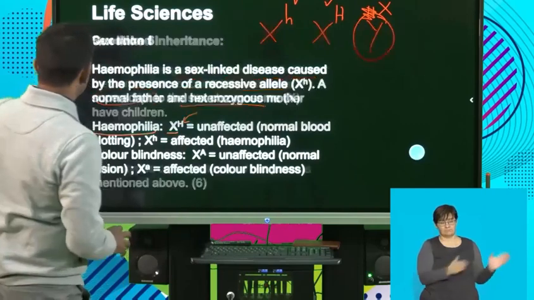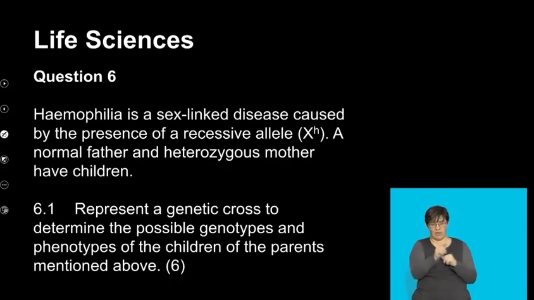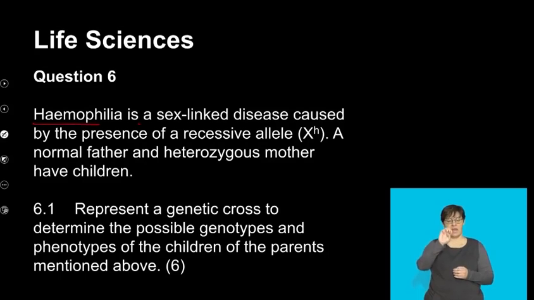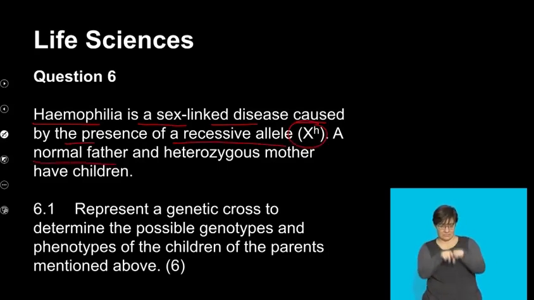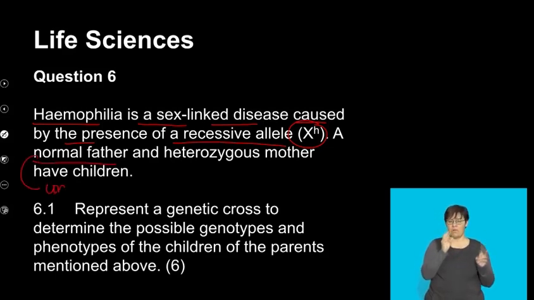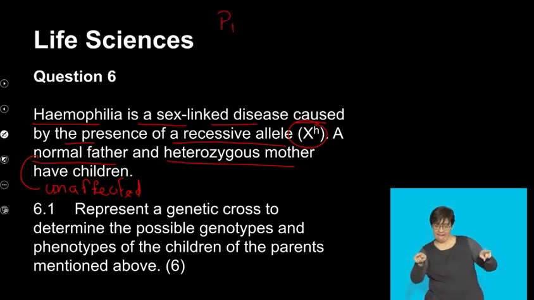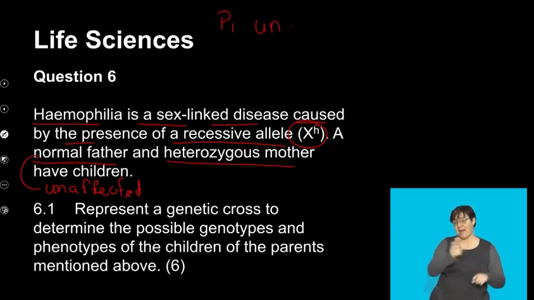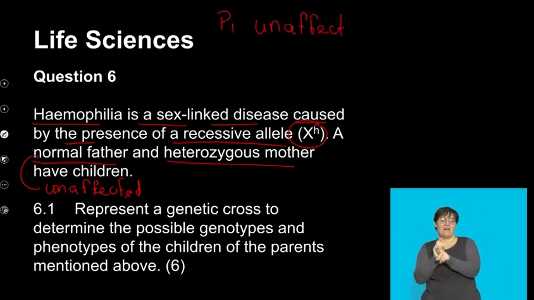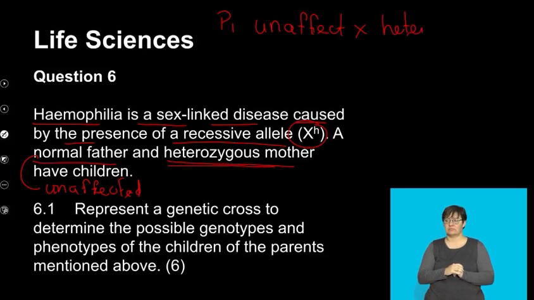So let's get straight into trying to work through a problem. Hemophilia is a sex-linked disease caused by the presence of a recessive allele indicated using that. A normal father, and I often like to use the word unaffected, again, the context of normal meaning hasn't been affected, unaffected, and a heterozygous mother have children. So guys, the concept here is that the parents, firstly, the male is unaffected, and that is a cross with a heterozygous female. So the female is heterozygous.